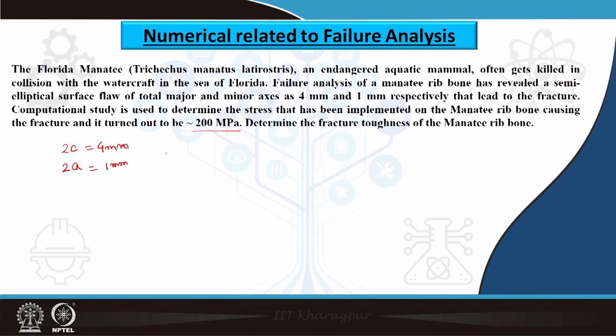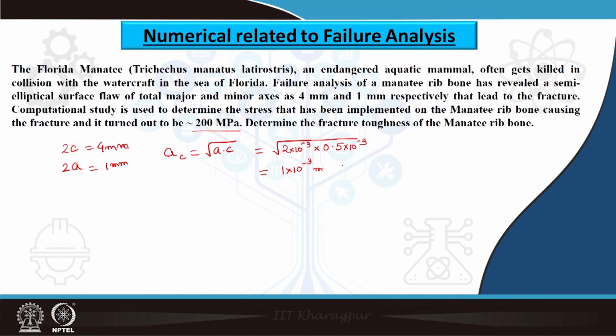that A C, which is given by root over A dot C, will be root over 2 into 10 to the power of minus 3 into 0.5 into 10 to the power of minus 3. So, that comes to very simple, that comes to 1 millimeter.